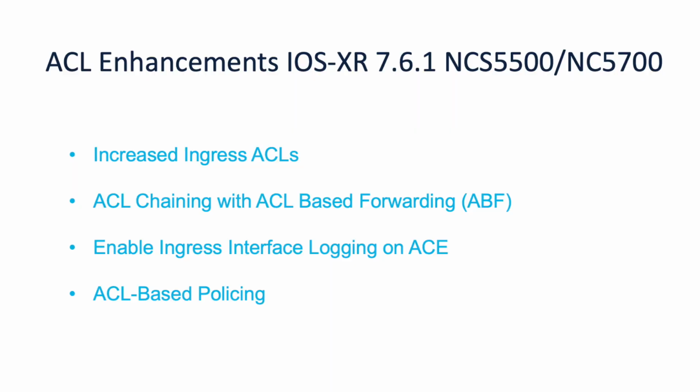So what's new in iOS XR 761 with respect to ACL? We have increased the ACL support in the ingress direction. We will now support ACL chaining along with ABF. We have enabled ingress interface logging on the ACE, and we have introduced ACL based policing. Let us look into each feature in detail.